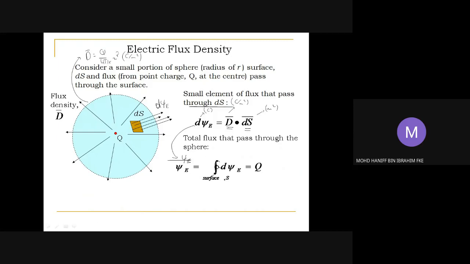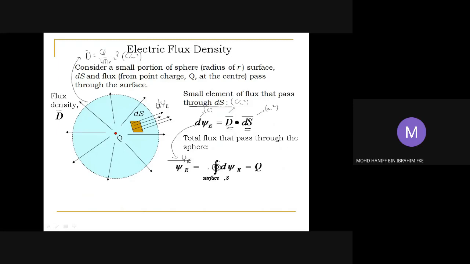We need to have a closed surface integration of dΨe, because dΨe is a flux amount leaving the dS. So to find the total flux leaving the whole structure or the whole spherical surface, we need to integrate dΨe, and the integration must be a closed surface integration, which is given by a circle on this particular integration, which means a closed surface integration.